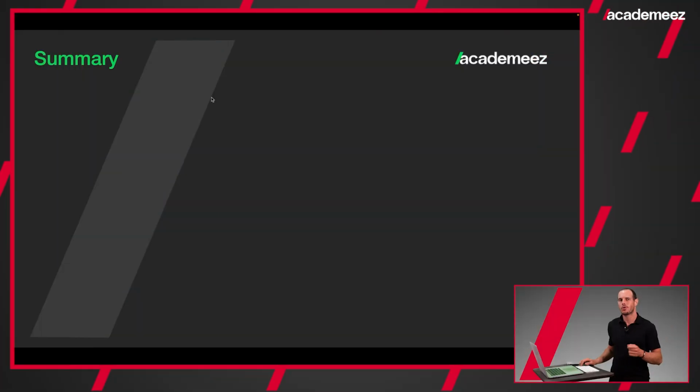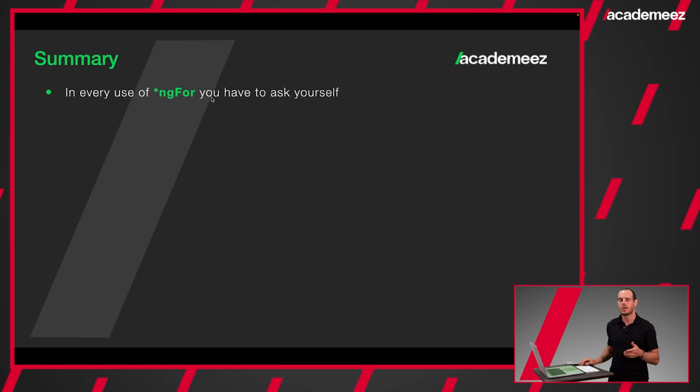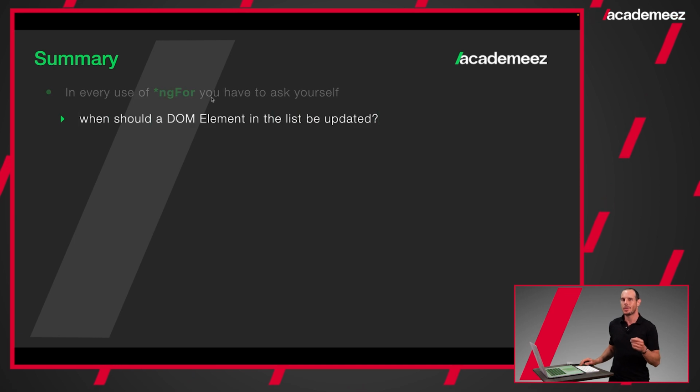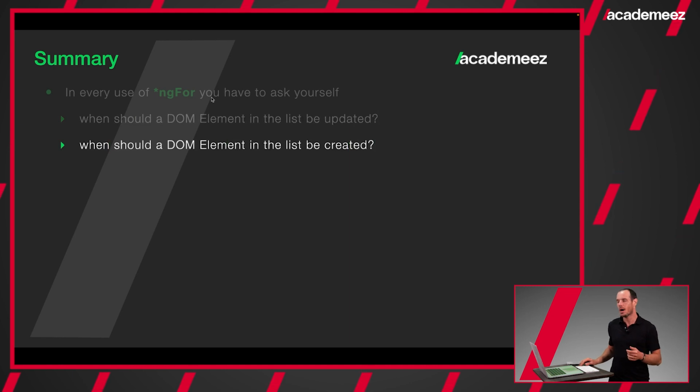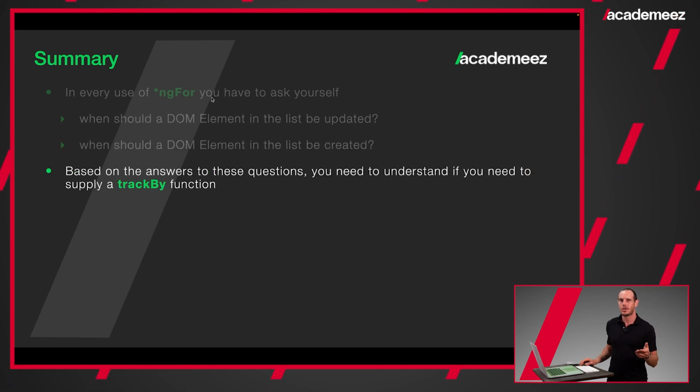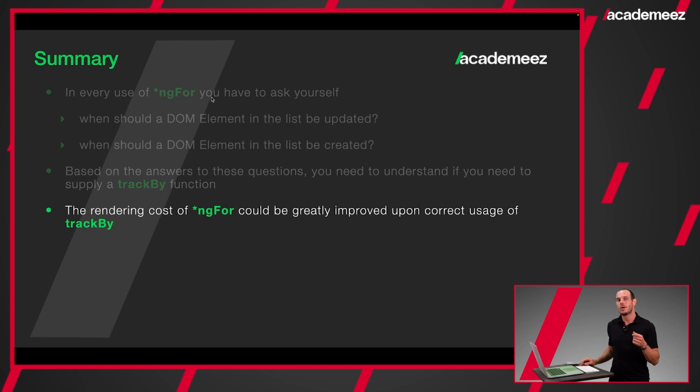So to summarize this lesson where we improve the performance of our ngFor: in every use of ngFor, you have to ask yourself, when do you want the DOM elements that are created by ngFor to be updated? And when do you want those DOM elements to be created? Based on that answer, supply a trackBy function. In many cases, the trackBy function will return the object primary key, like we saw in our example where we return the user ID. If you keep that in mind and you use the developer tools to understand which DOM elements your ngFor is creating and updating, and optimize this behavior, you will massively improve the performance of your entire Angular application.